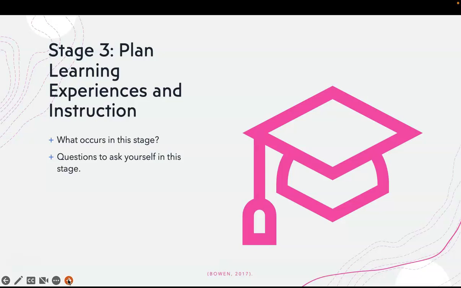Questions that you can ask yourself in this stage to help you out are, what knowledge and skills will students need in order to achieve desired results? What activities will equip students with the needed knowledge and skills? What will need to be taught and how will it best be taught? And what materials and resources will best help these goals be reached? So with the materials, like what textbooks, what worksheets will you give out? What study guides will you give out?